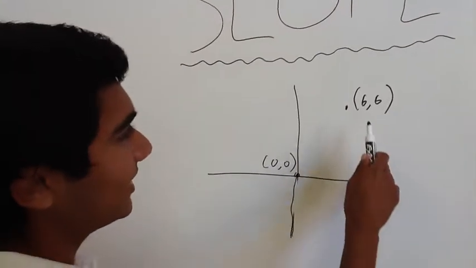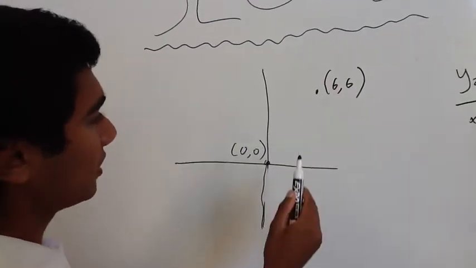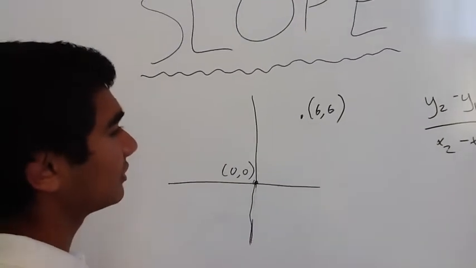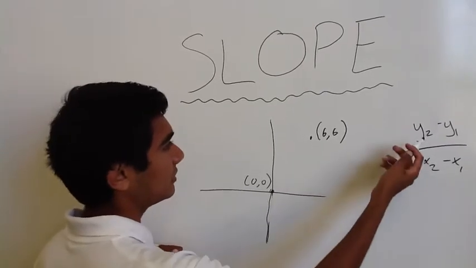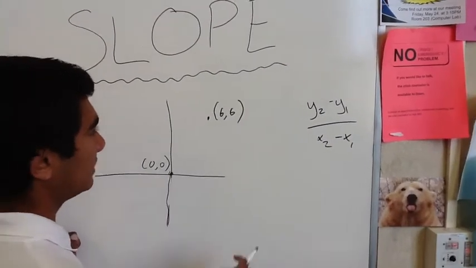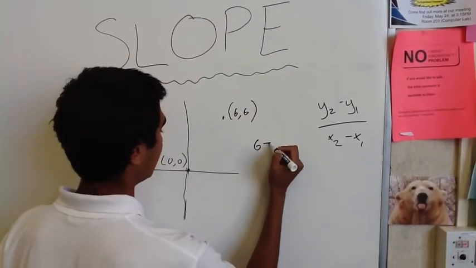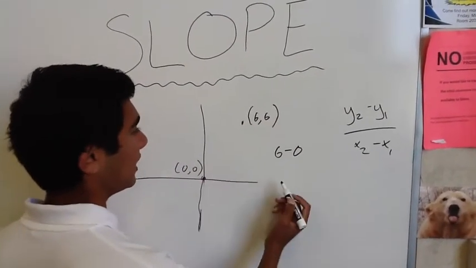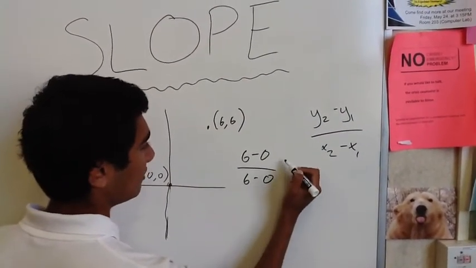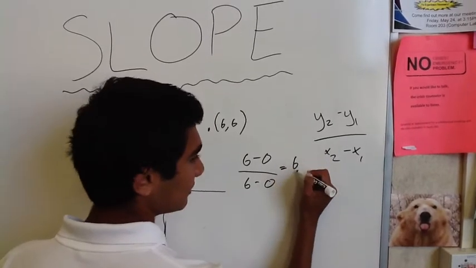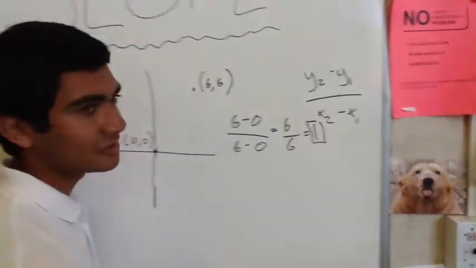Okay, so pretend we have these 2 points, one which is 6, 6, the other one which is at the origin, 0, 0. So to find the slope between these 2 points, as per the formula, we take the change in the y, which in this case is 6 minus 0, and then we take the change in the x, which is also 6 minus 0, and we find that to be 6 over 6, which is equal to 1. And that is our slope.